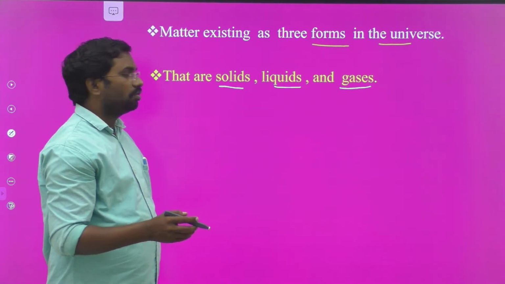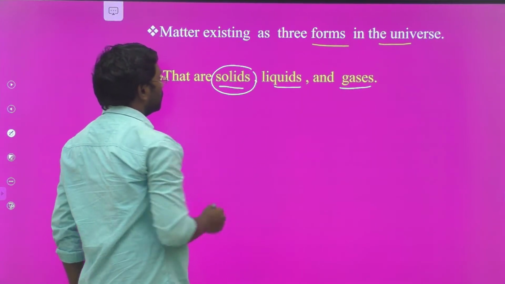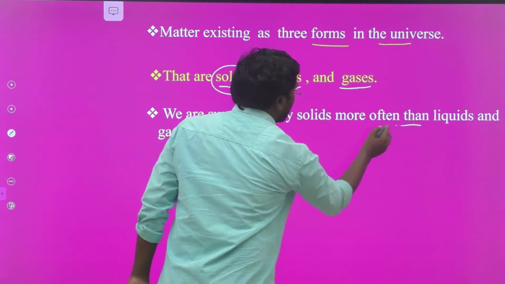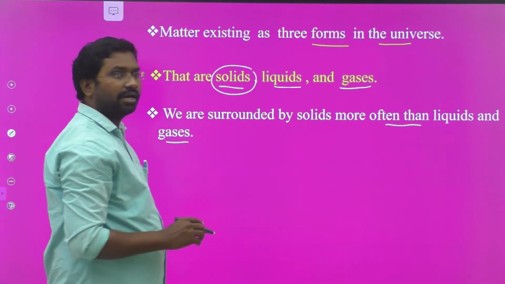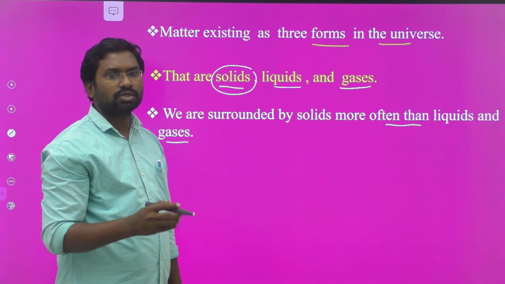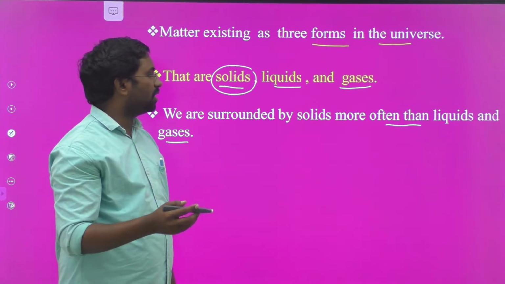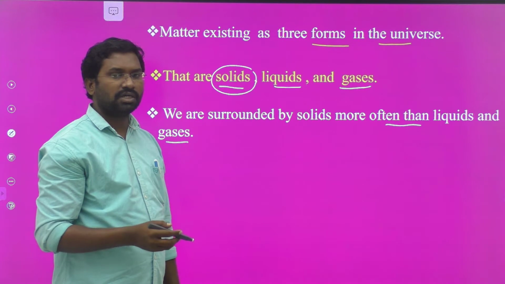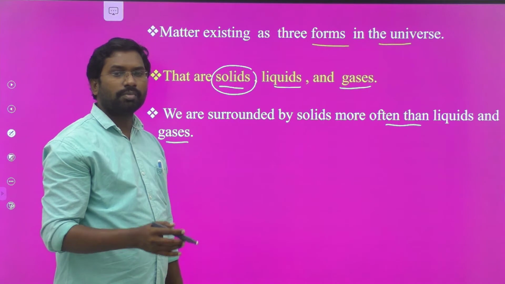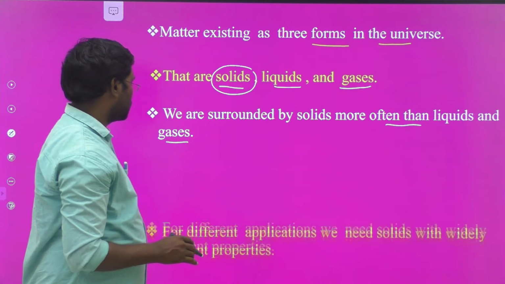Among these three, we are going to explain particularly solids in this chapter, that is the solid state. We are surrounded by solids more often than liquids and gases. As I already mentioned, in our regular life we are using so many types of solid materials. That's why we are surrounded by these solids more often than liquids and gases.